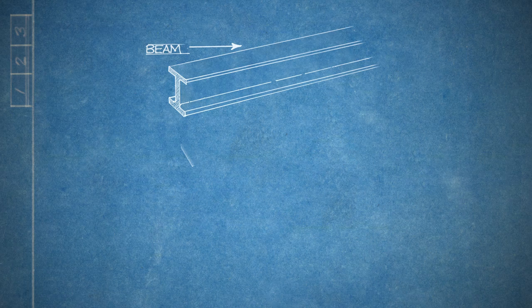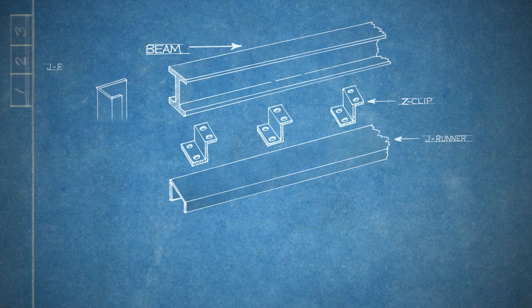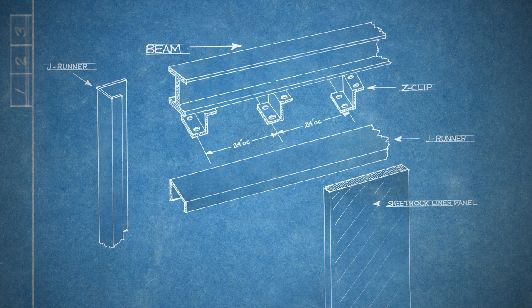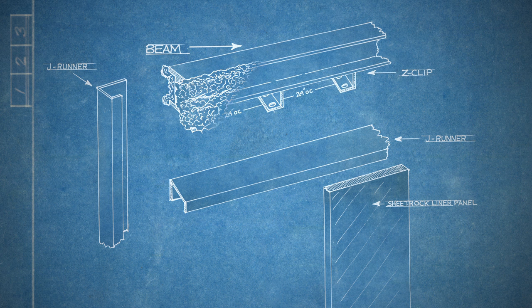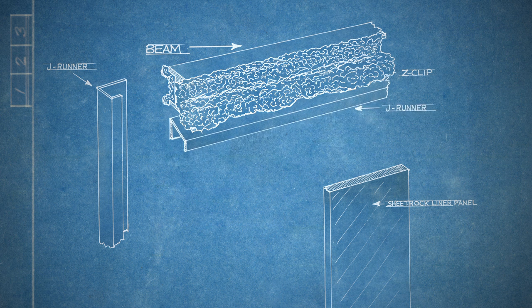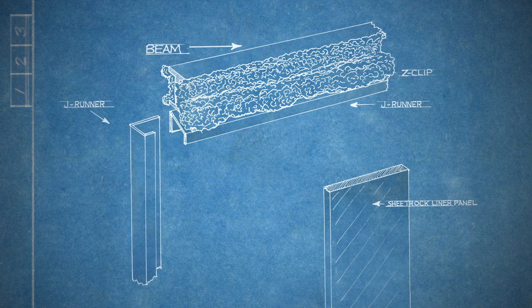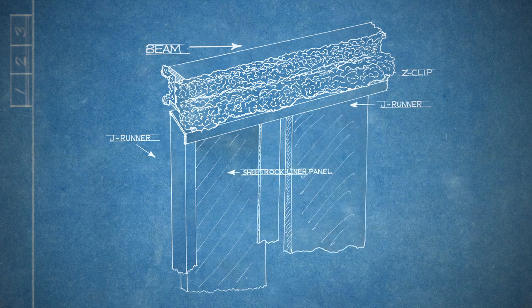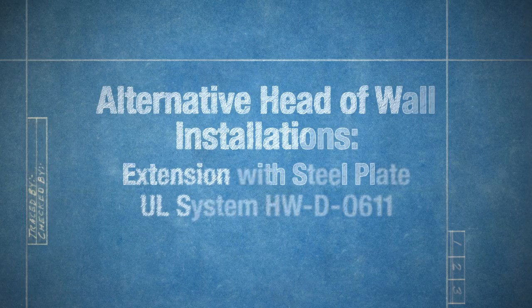As an alternative, this detail illustrates the method for achieving a rated head of wall when using Z-clips. Make sure you attach the Z-clips to the wide flange beam, then spray fireproofing before installing J-runners. Now, follow the same sequence for creating your shaft wall and its head of wall, much like UL system HWD0610, as mentioned previously.